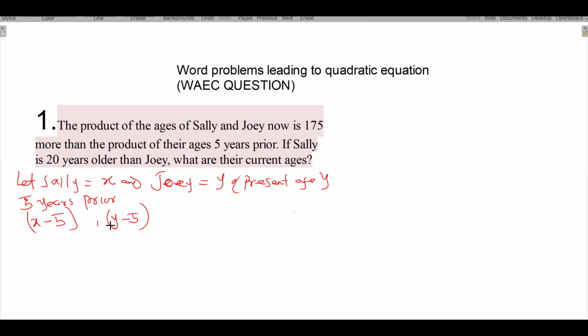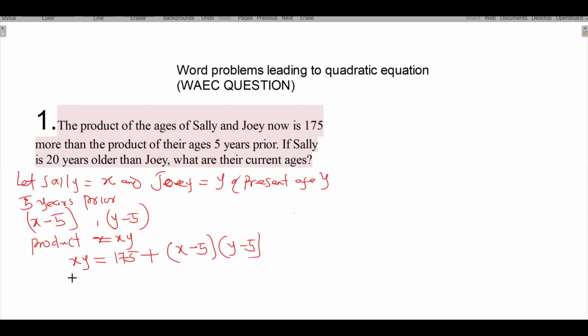But now the product of the ages of Sally and Joel now, the product, means XY. That's the product. Now, that means they're saying XY is 175 more than, in mathematics, just like 175 above, the product of their ages 5 years ago. That means the product of their ages 5 years ago, product means multiplication, that's (X minus 5)(Y minus 5). So this is the mathematical expression for the first statement up to this point.